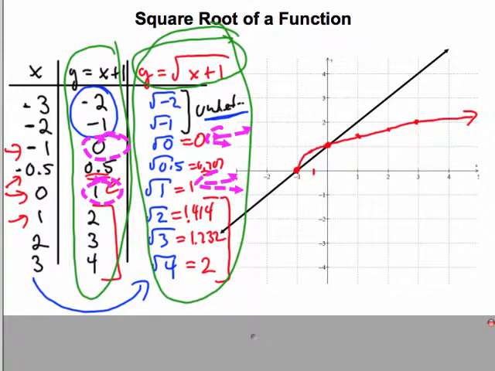The third point was where the original function had y values between 0 and 1, which was on this interval right here, the new function's y values are a little bit larger than that. When you square root a number between 0 and 1, you're going to get a number a little bit bigger than that, but not more than 1.